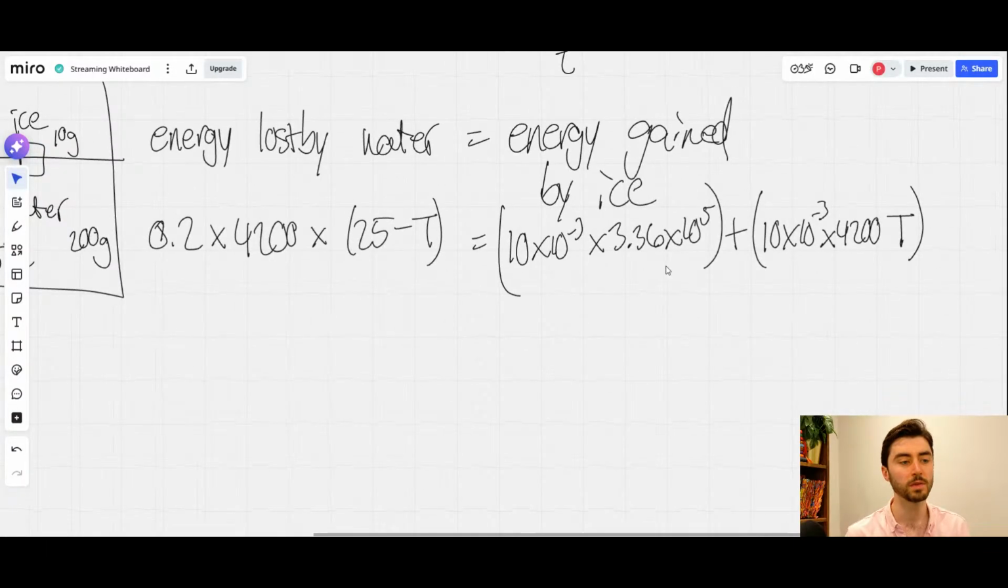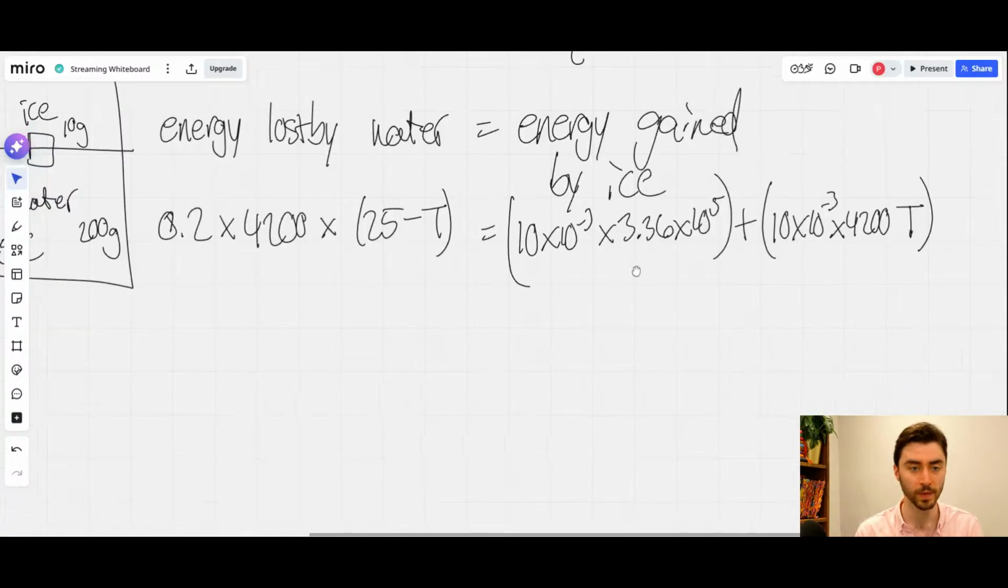Cool. My value that I'm using for fusion is slightly different than the one that you quoted in chat. That's fine. You just take the one quoted. You never need to memorize these values. You just take them as given.